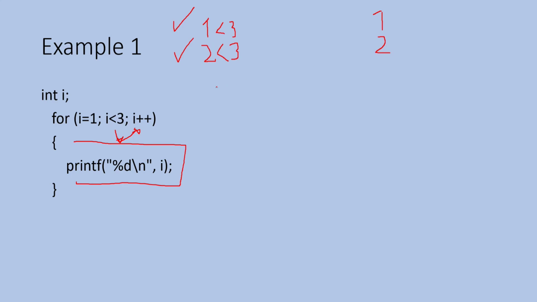It's going to be 2. And now it's going to come back up to increment the value. And now it's going to be 3. 3. This is going to be false. And this is what the compiler prints out. 1, 2.